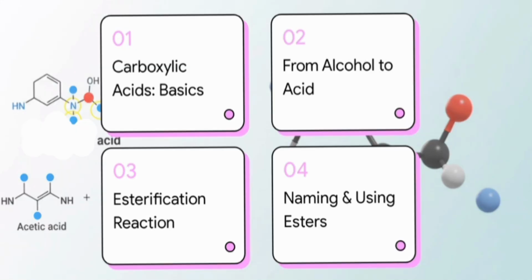So here's the plan. We'll start by getting to know our main player, the carboxylic acid. Then we'll check out its origin story, how we actually make it from an alcohol. The real excitement happens when we mix the two in a reaction called esterification. And to wrap it up, we'll see how these new things, esters, get their names and those famous fruity smells. It's the whole journey, from acid to aroma.